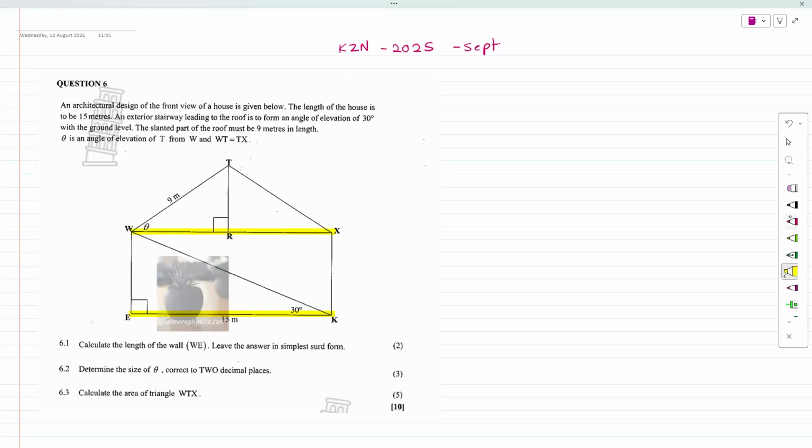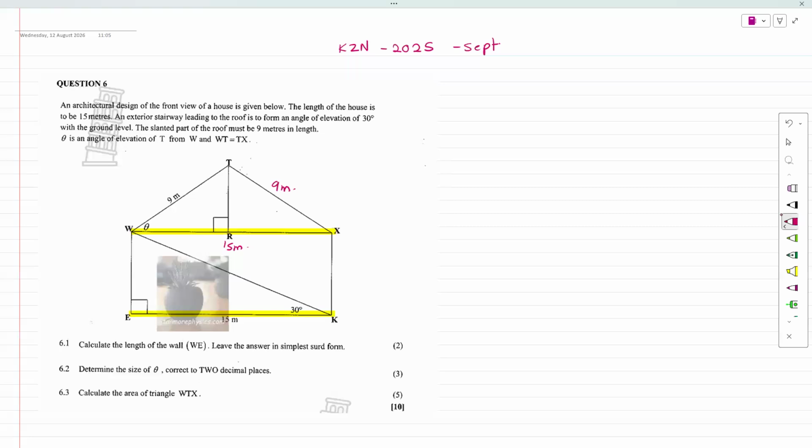We don't really need that at the moment, but we will need it later on. The exterior stairway leading to the roof has the angle of 30. That's okay because we can use Z, but we got 30, so it's fine. The slanted part of the roof is 9 meters, therefore this definitely is 9 meters as well.